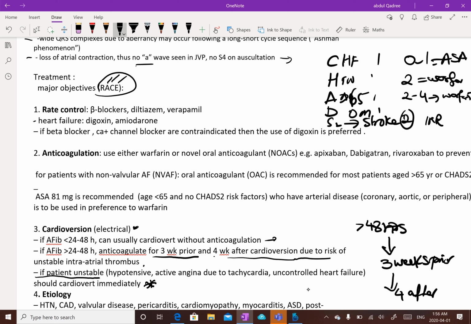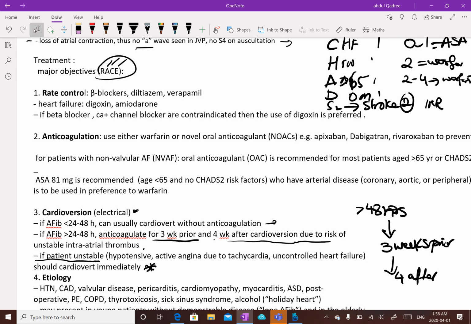This is why you don't want to cardiovert somebody who came after 48 hours, because they possibly can have a thrombus lodged in the atria due to the stasis of the blood. If you do a cardioversion, that can dislodge right away and cause a stroke. So this is why they put them on 3 weeks of anticoagulation and then 4 weeks after that, to prevent any thrombus formation. But even if it is after 48 hours and the patient is unstable, still shock them. Or cardiovert them, I'm sorry, immediately.